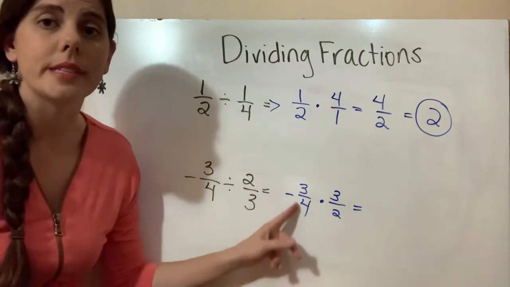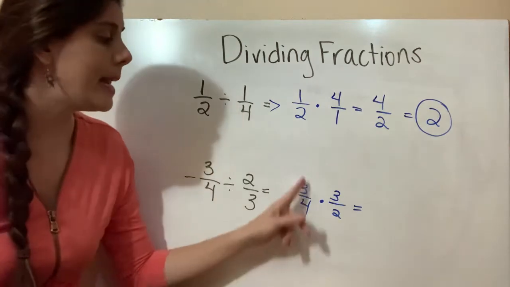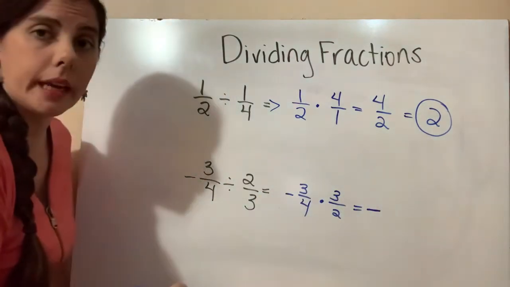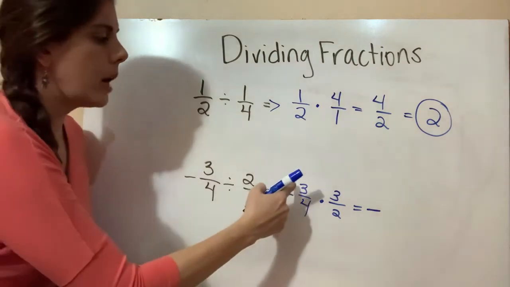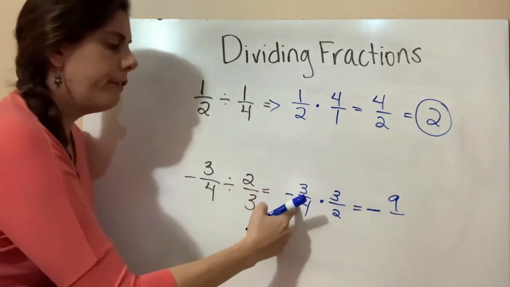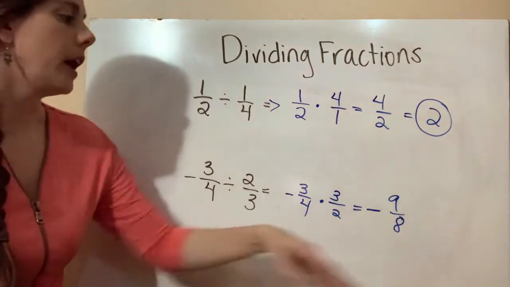But because we have this negative sign right here, we need to remember our rules of integers. A negative times a positive is going to equal a negative. Okay? So now we have 3 times 3, which equals 9, and 4 times 2, which equals 8. And then this is fine.